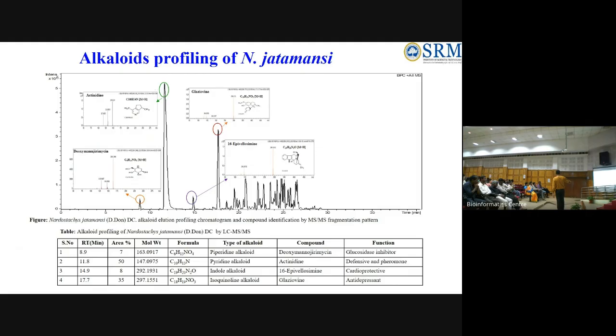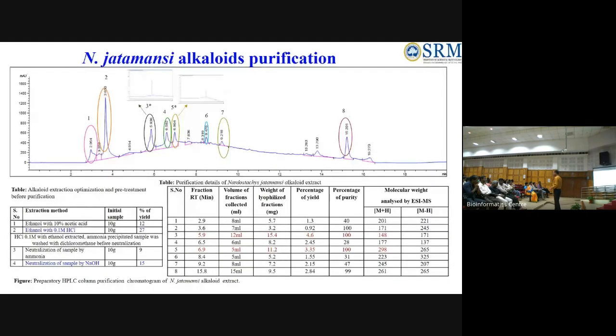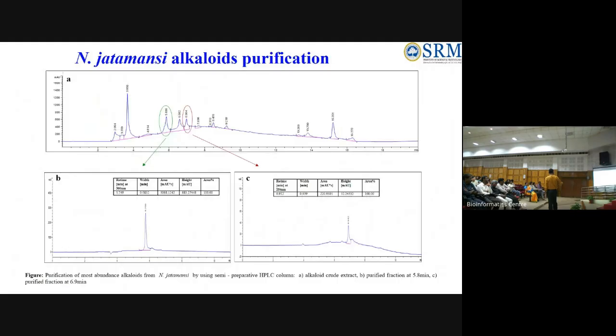Based on this abundance, we started purifying the more abundant alkaloids, actinidine and glaziovine. For these two alkaloids, we used several chromatographic techniques. We also used HPLC for fractionation, and we got the purity. The HPLC purity is 98 and 94 percent for the two alkaloids.